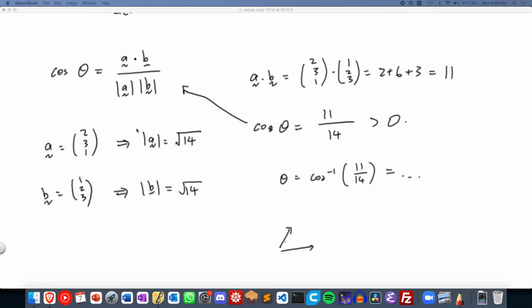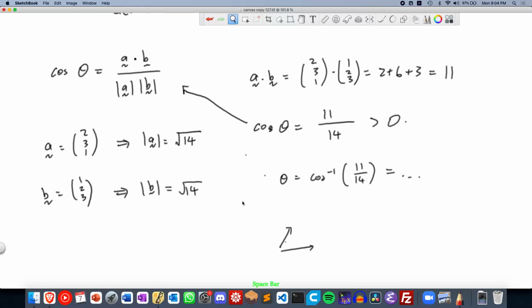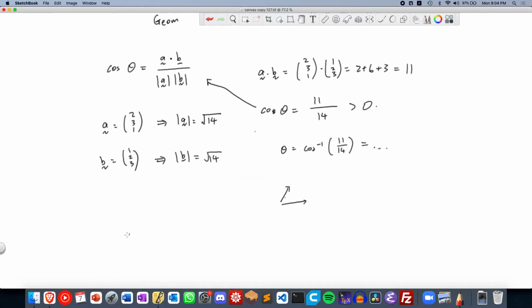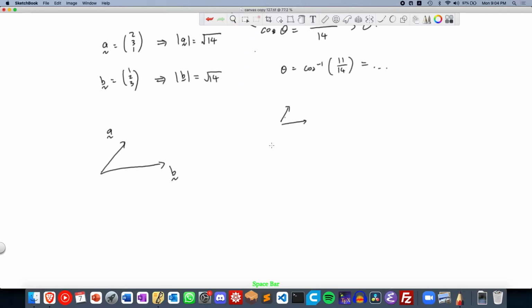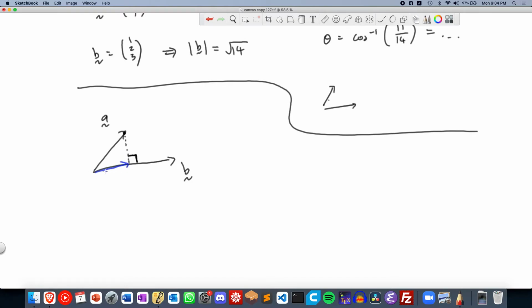Another thing that is useful to calculate using the dot product is the length of projection. Let's say we have two vectors A and B, and I want to calculate the length of the projection from A onto B. What it means is that at the tip of A, I drop a line that goes down, and this line is perpendicular to the direction of B. The length of the projection is this blue part.